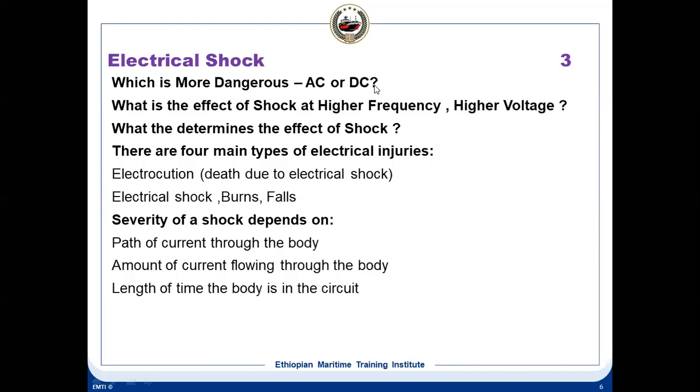Okay. So I want to specify why AC is more dangerous. If somebody asks you why AC is more dangerous than DC, it is because the peak voltage in case of AC is more. And another reason is that AC has a direct effect on your cardiac system and all. So it is more dangerous in case of an AC shock.